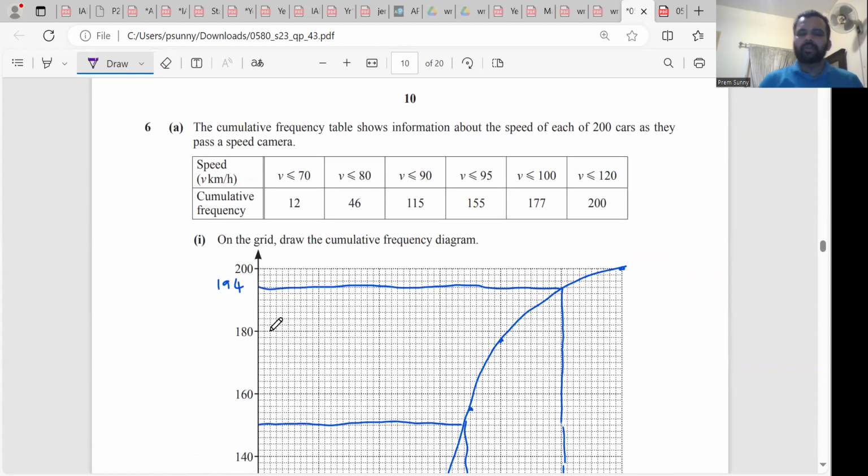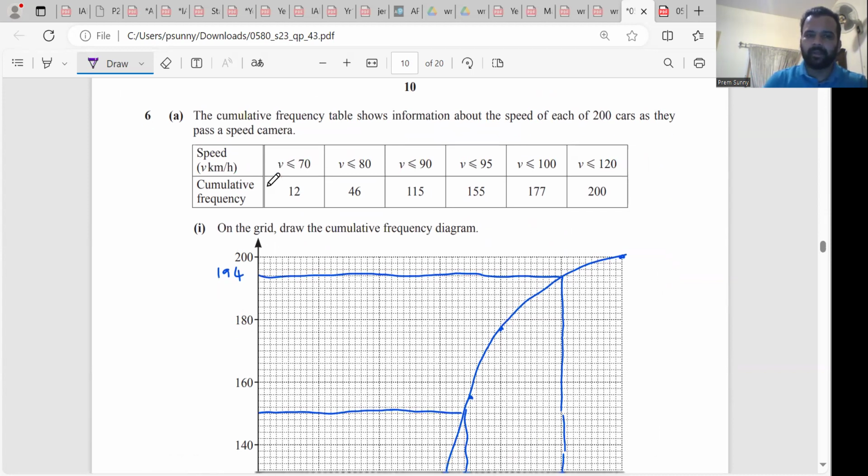The cumulative frequency table shows information about the speed of each of 200 cars as they pass a speed camera. The diagram here I have already drawn because it will be difficult for me to draw right now. So cumulative frequency is what we are drawing here, a cumulative frequency diagram.